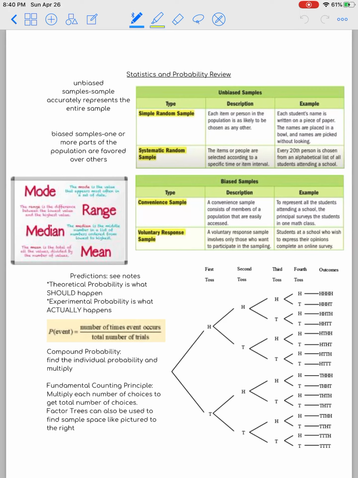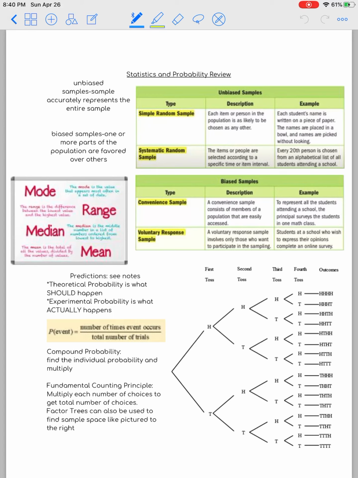What we're talking about today is statistics and probability. We're going to start off with samples. You have unbiased and biased samples. Two types of unbiased samples are a simple random sample, or you can have a systematic random sample.